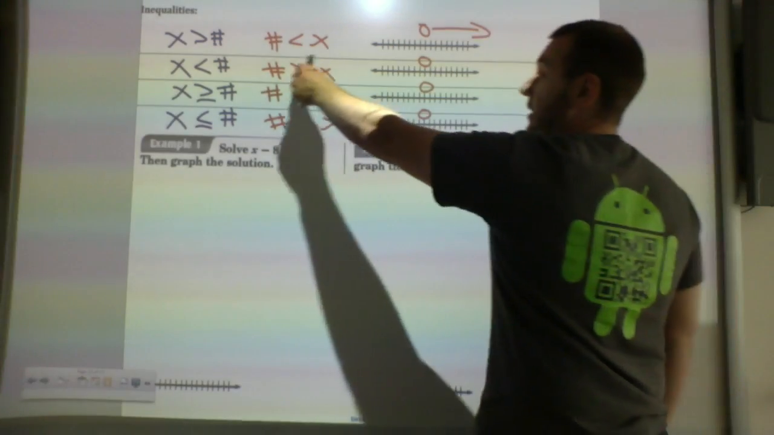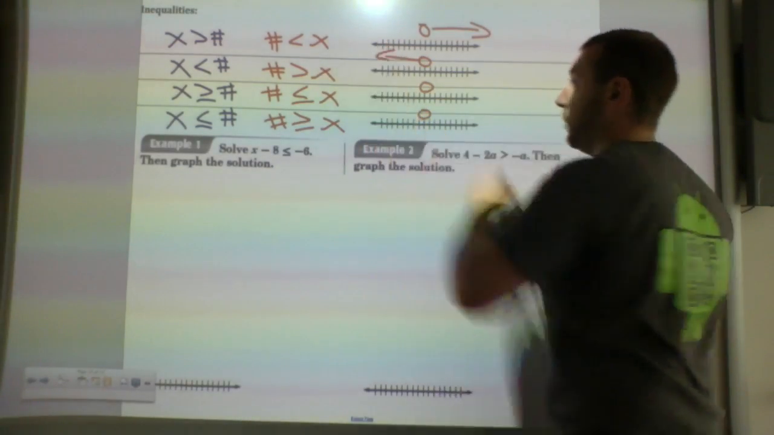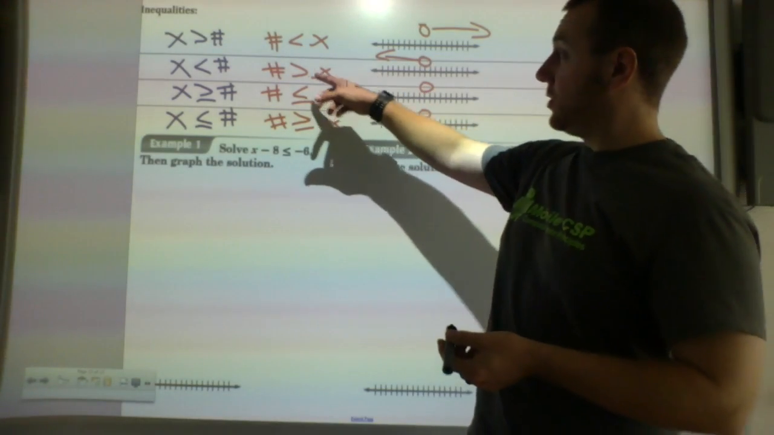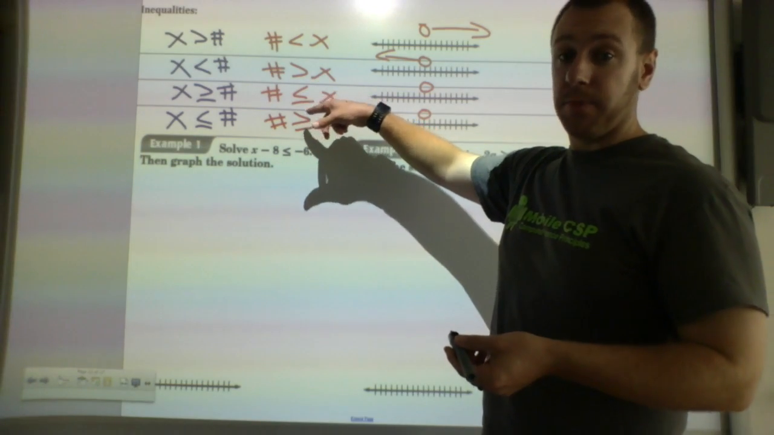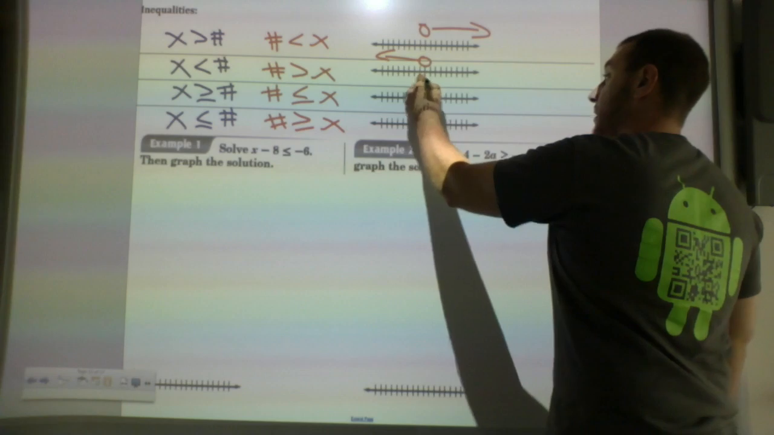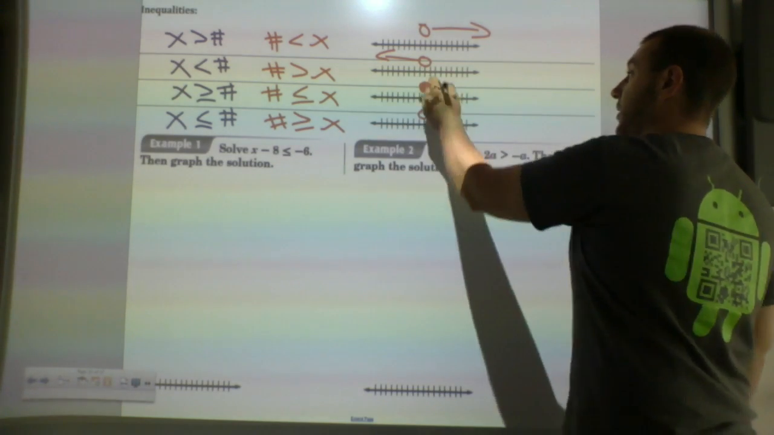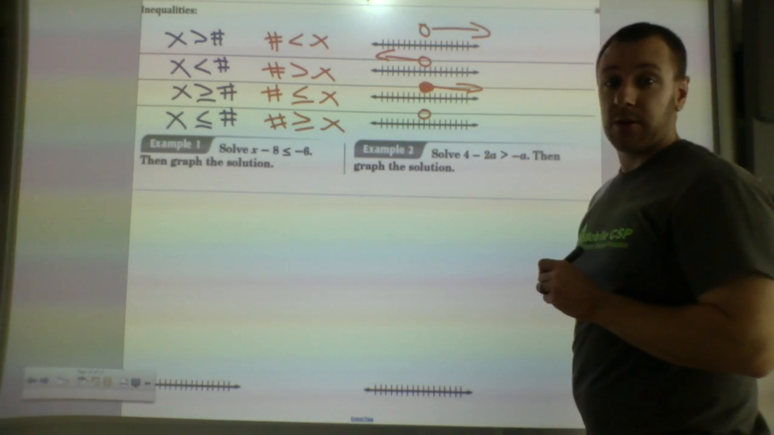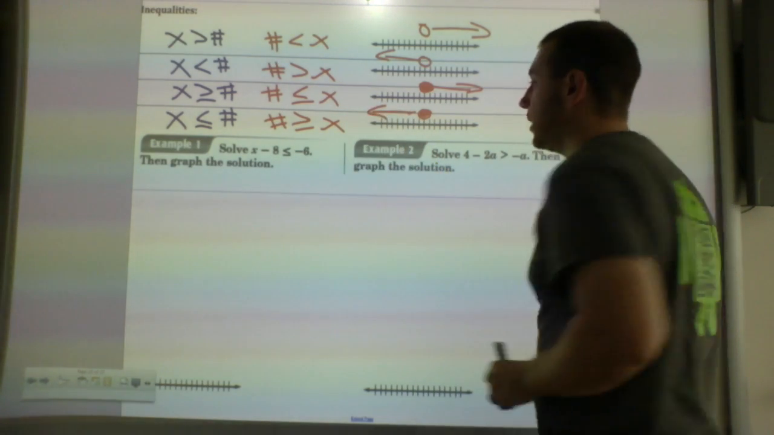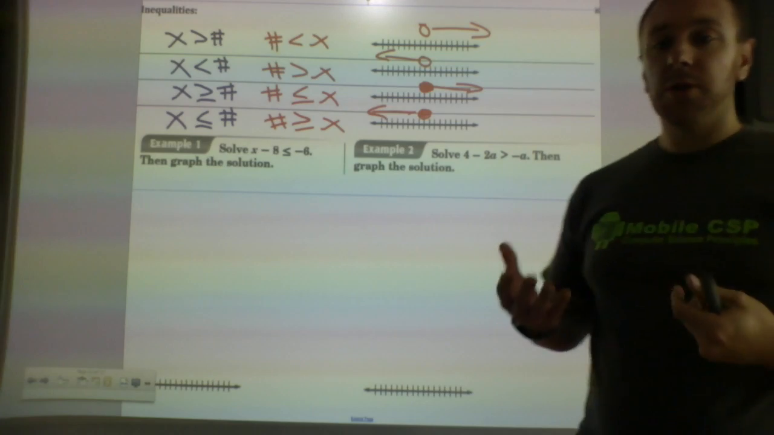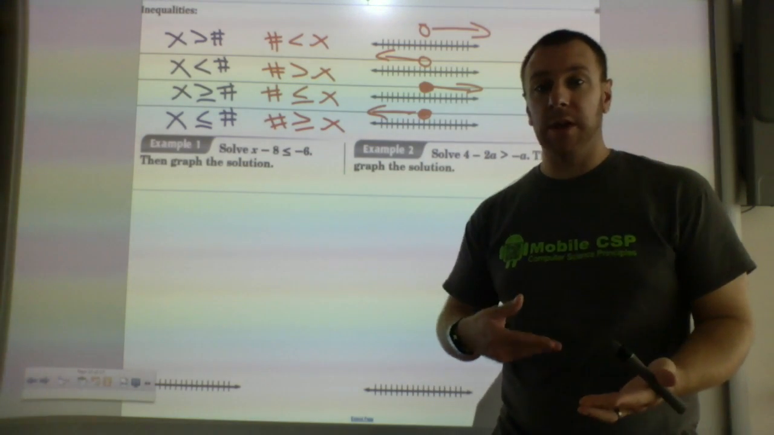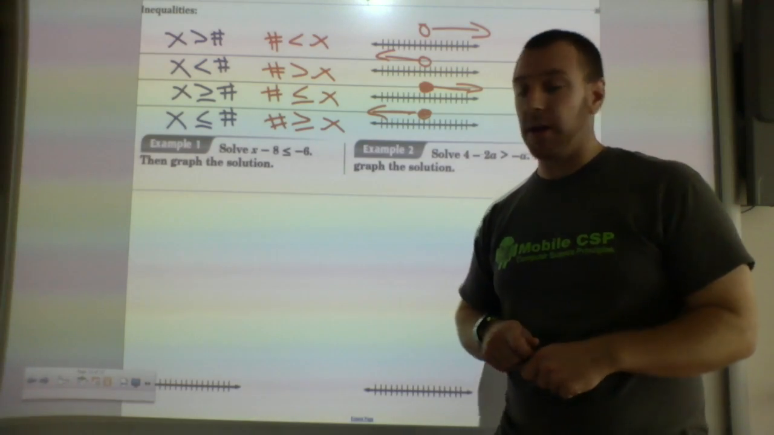In this case, x is less than, it points to the left. The only thing that changes, now x is greater than or equal to. So it could be a number like 5. So that means that the dot gets filled in, but the arrow goes in the same direction. Same thing with the less than or equal to, it goes to the left. So those are the basic things. But we use the same principles as solving equations, and then we just graph them on the number line.